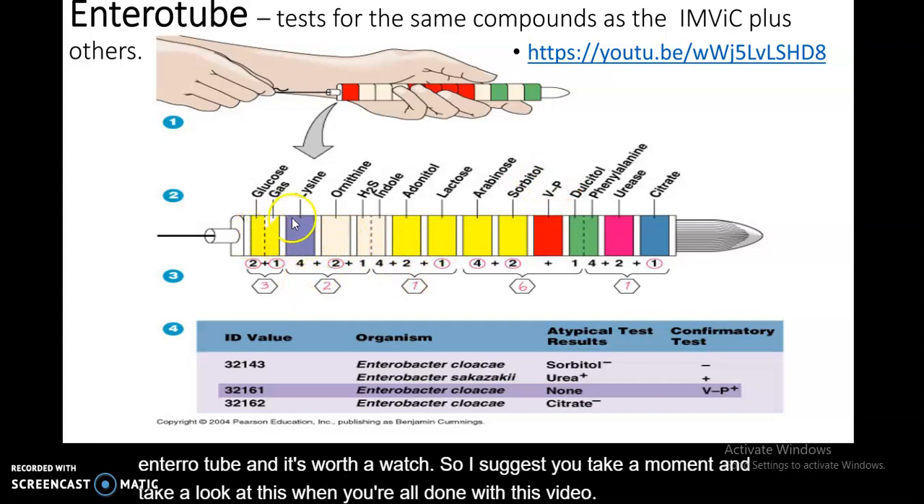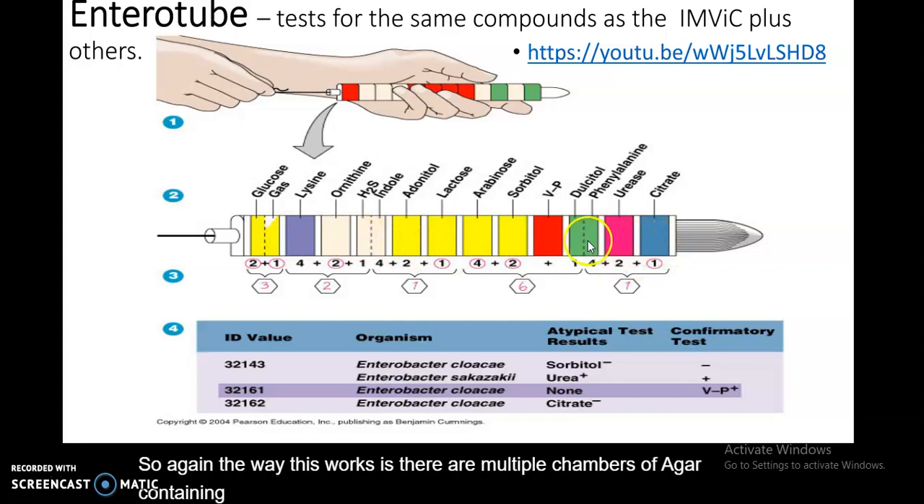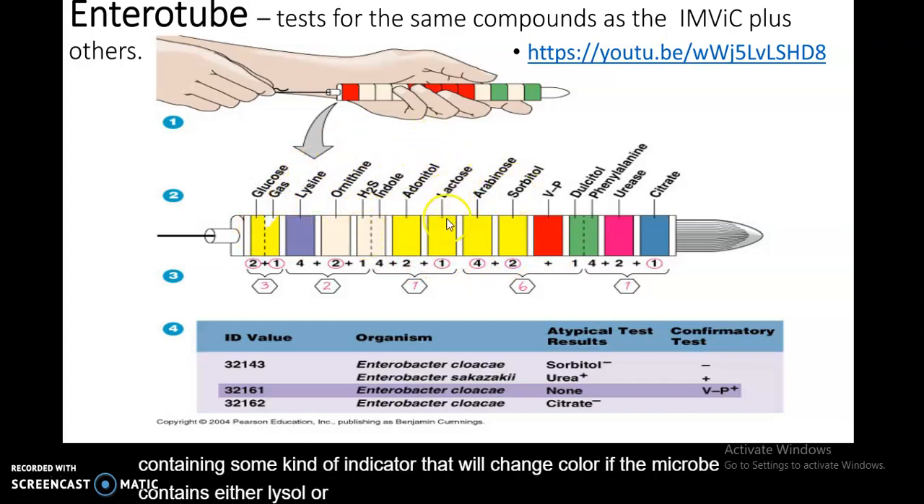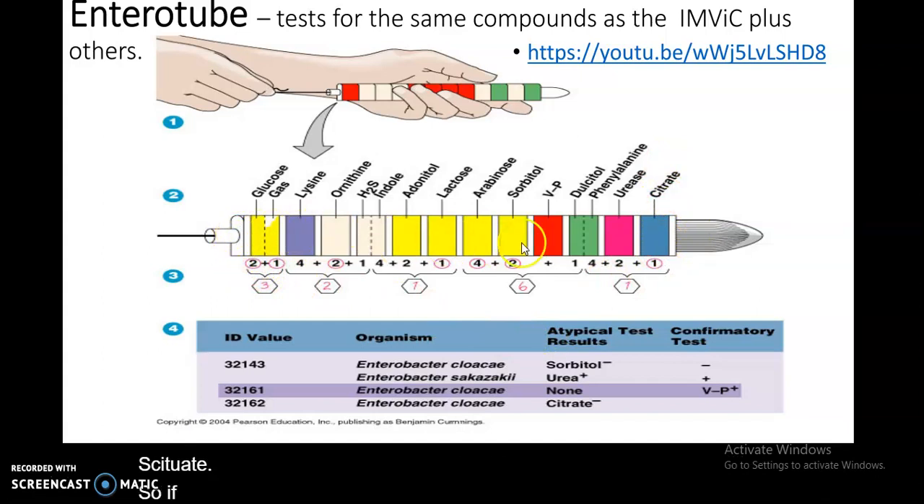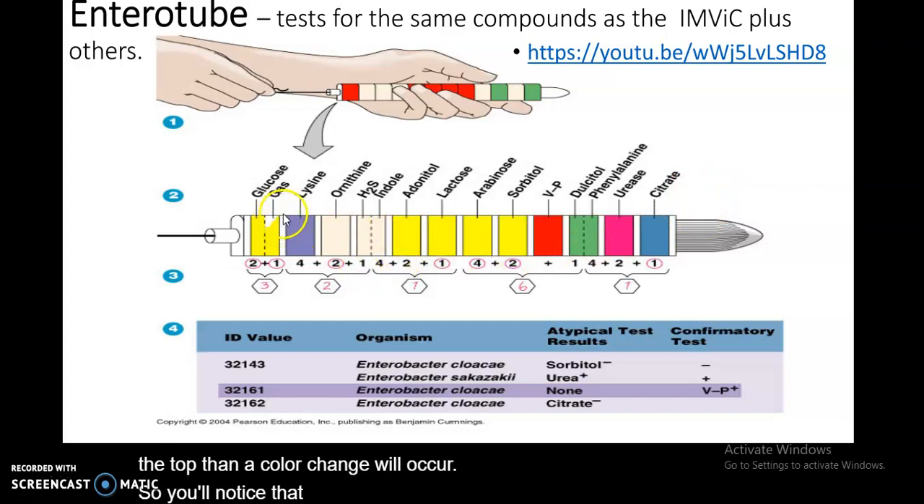So again, the way this works is there are multiple chambers of agar containing some kind of indicator that will change color if the microbe contains either lysine or indole, if it can ferment lactose, etc., or if it can utilize citrate. So if the microbe can use or contains one of these substances listed across the top, then a color change will occur. So you'll notice that there are many possible combinations that can occur for each microbe.